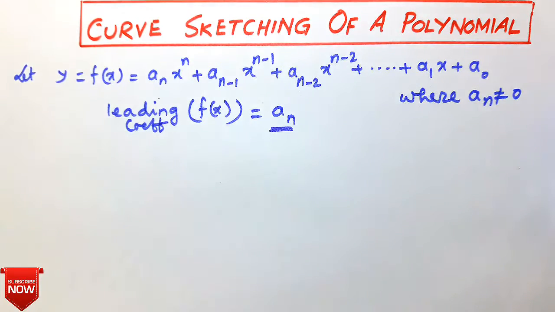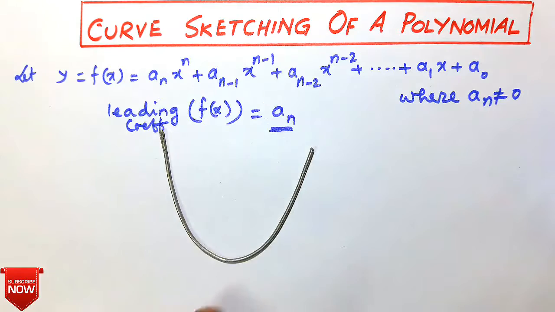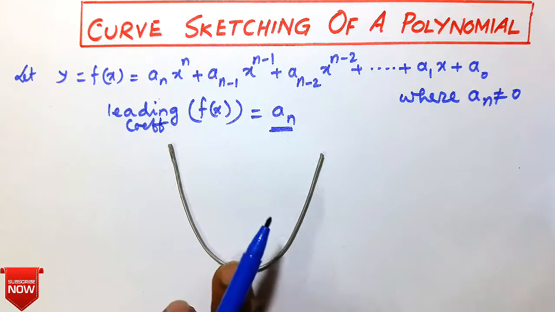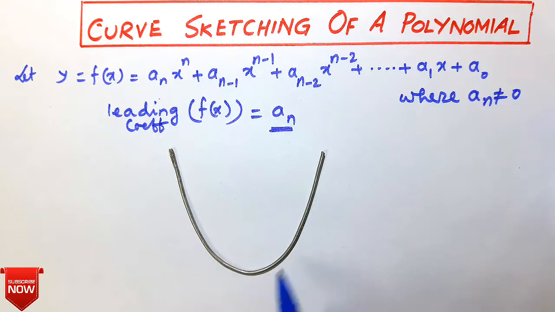Now friends, you have seen many types of curves in life. One curve I am showing here. This type of curve is very familiar to you. This is actually the parabolic curve, and see that there is only one turning in this curve. So the polynomial of this curve is quadratic.